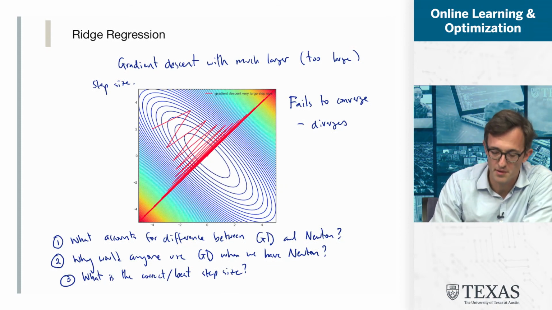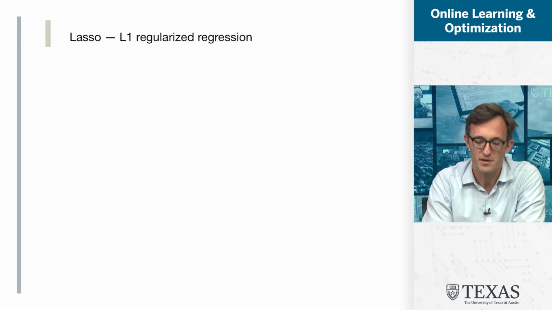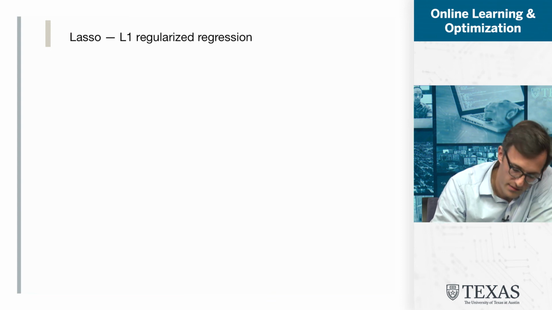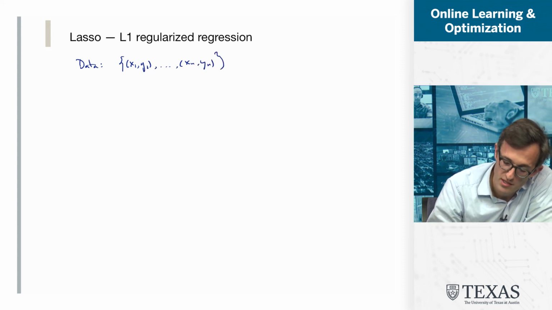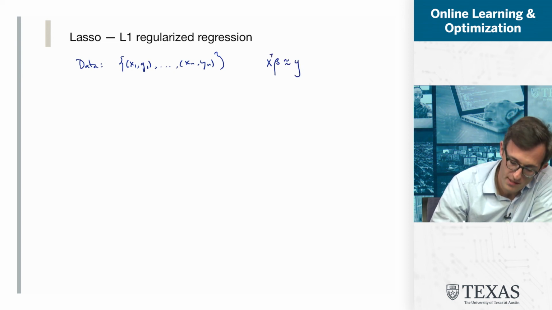Okay, let's move to the next problem, which is again a regression problem, but a little bit different from ridge regression. So lasso is similar in that, again, I want to find a linear relationship between x and y in my data. So I have x1, y1 up to xn, yn. This is just as before. I want to find an approximate linear relationship that's defined by parameter beta. So I want to find beta that gives x beta approximately equal to y.